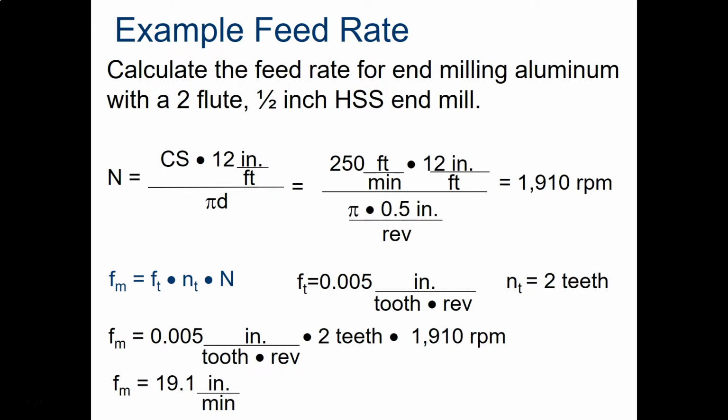All of this means that if we want to end mill an aluminum workpiece with a 2-flute, 1/2 inch high-speed steel end mill tool, we have to rotate our tool at a speed of 1,910 RPMs and have it moving through the material at 19.1 inches per minute.